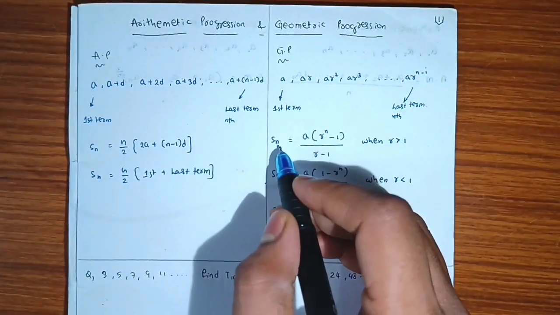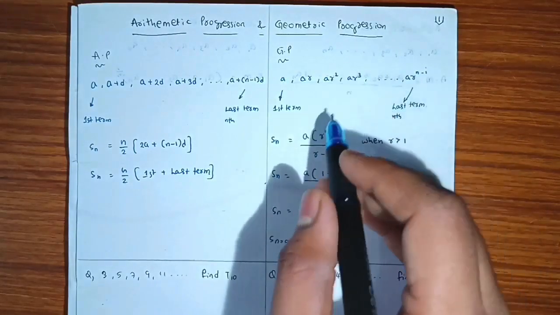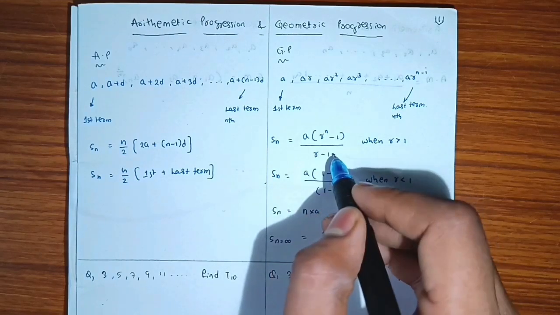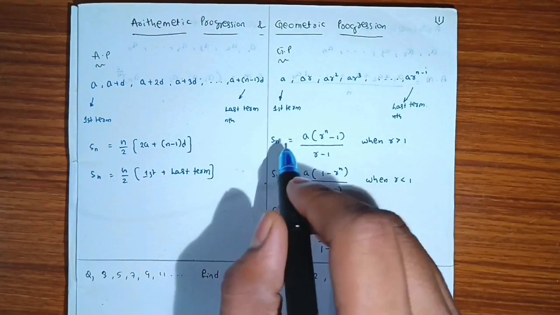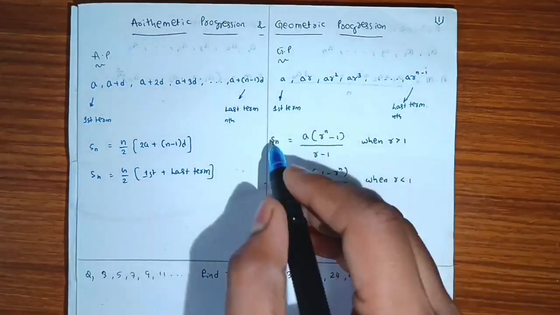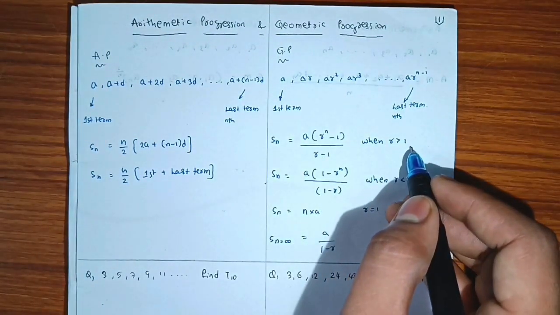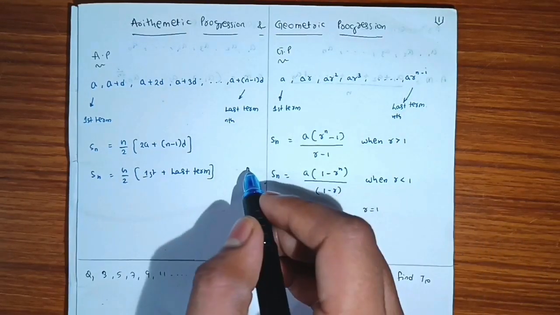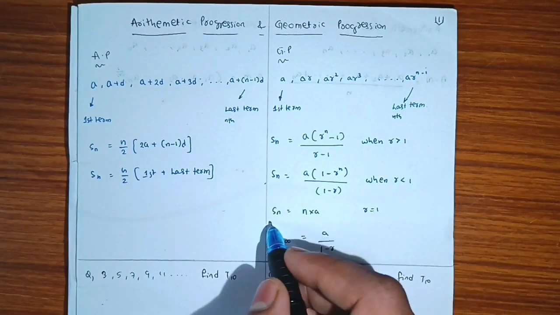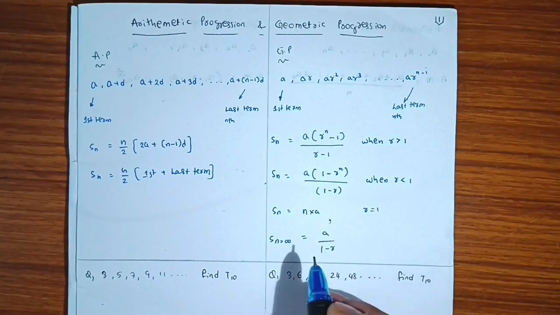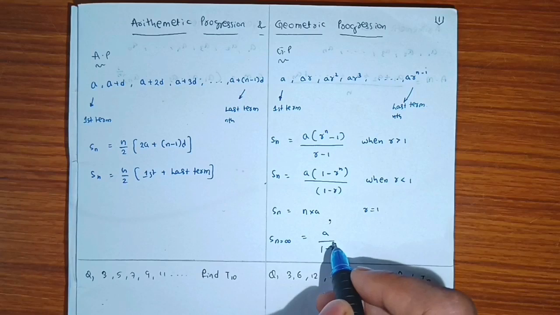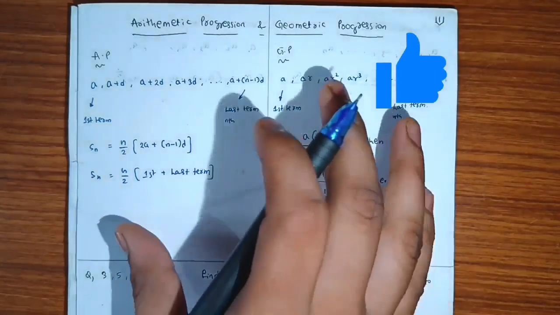In that case, the sum of this GP is a times (r power n minus 1) by (r minus 1). This is the condition when r is greater than 1. When r is less than 1, you need to reverse it like this. When r is equal to 1, you need to use the formula n into a. If n is infinity, so this continues up to infinity, then you need to use the formula a by (1 minus r). So this is all about the basics of geometric progression.